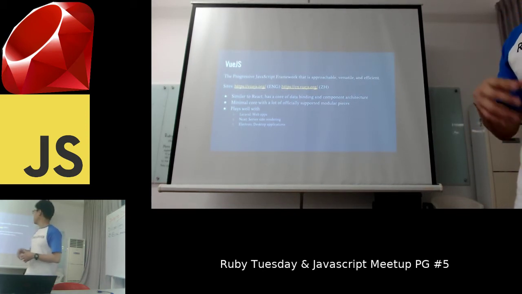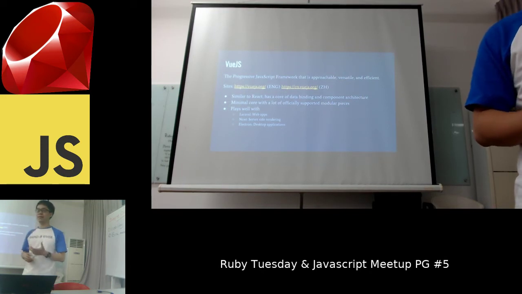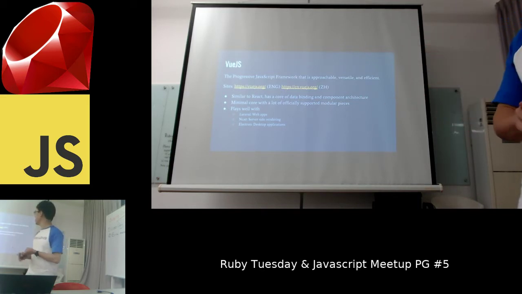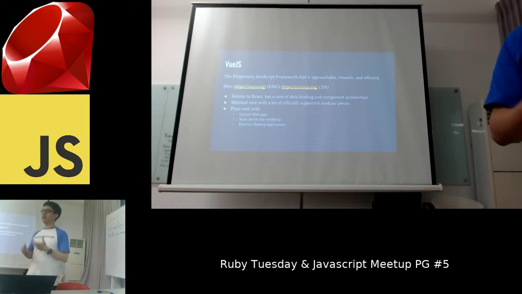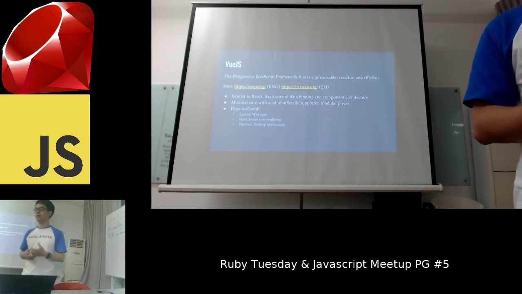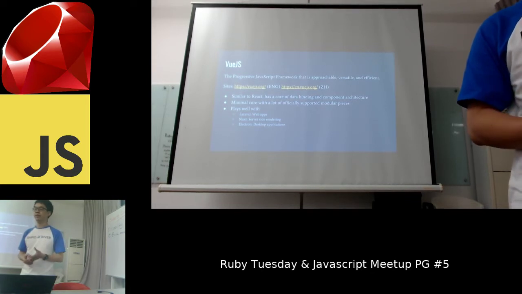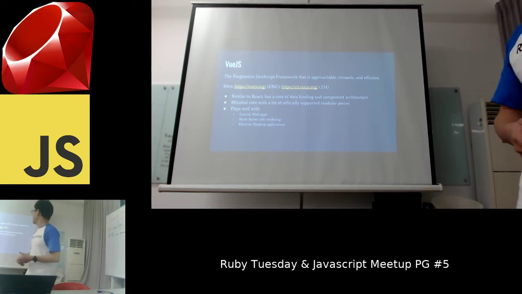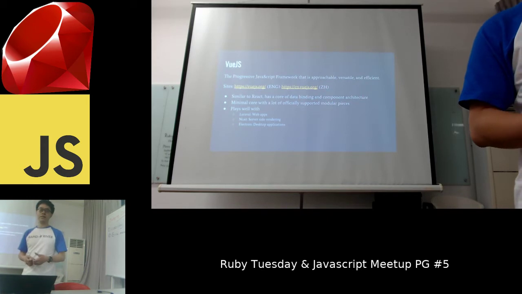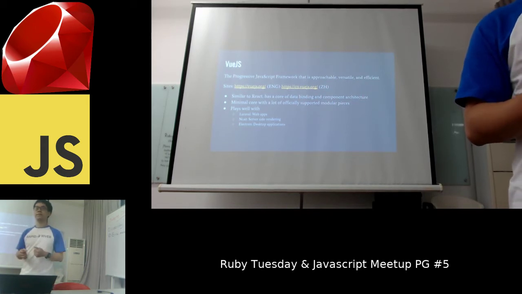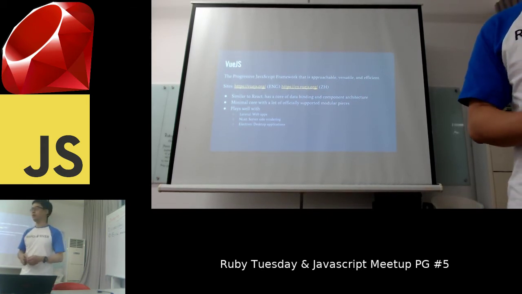In the English-speaking world, among JavaScript frameworks, React tends to be the more popular one, then Angular coming second, then VueJS coming third. Similar to React, VueJS follows a type of data binding. It has a feature of two-way data binding, which is the main feature of it, and it has a component architecture, so you can modularize your stuff quite easily in VueJS.